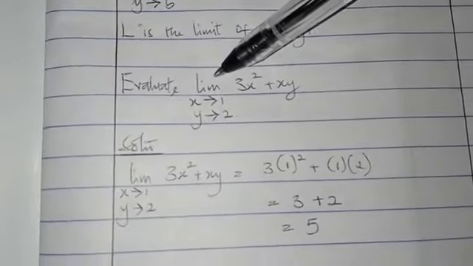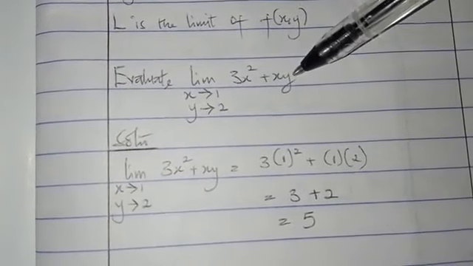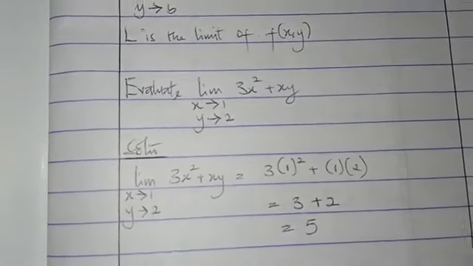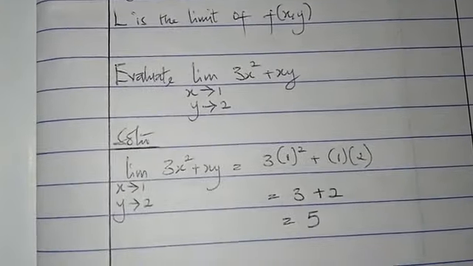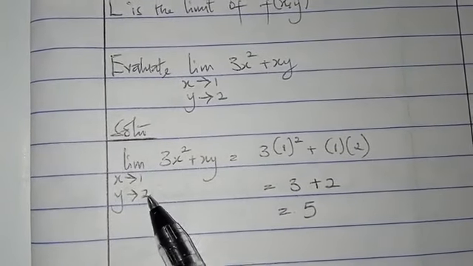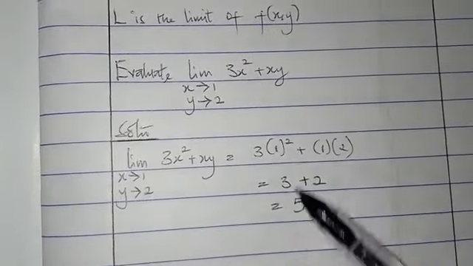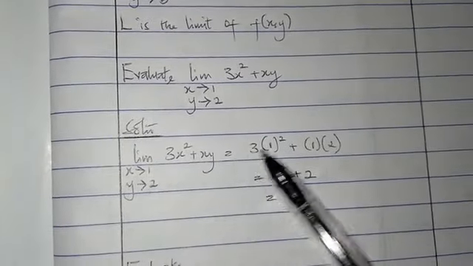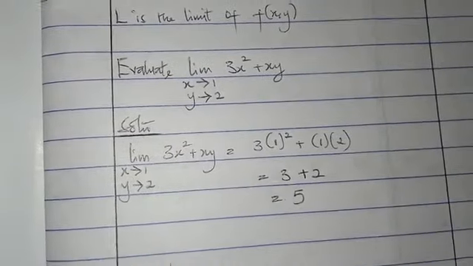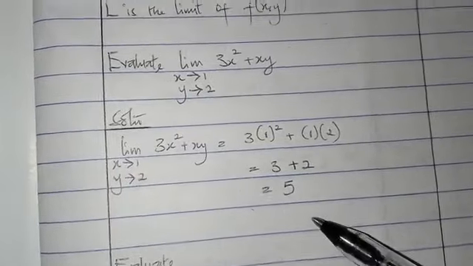Now they said evaluate the limit of 3x squared plus xy as x tends to 1, y tends to 2. Solution: the limit as x tends to 1, y tends to 2 of 3x squared plus xy is equal to, you just use substitution. You just put in your value of x and your value of y. But it doesn't have a single specific value of 5, that's what I'm trying to say.